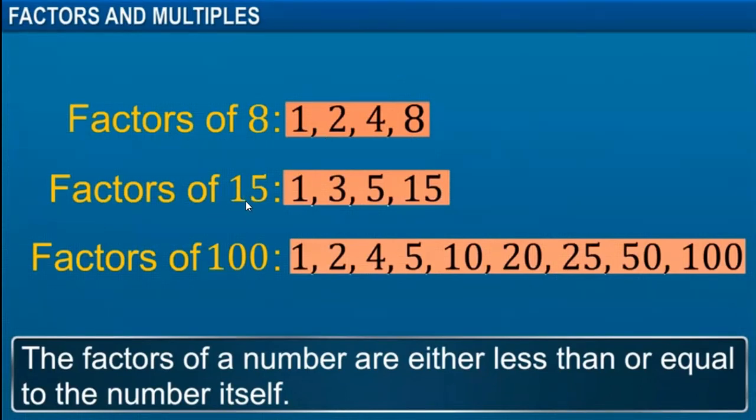Same way, factors of 15 are 1, 3, 5 and 15. So 15 and the numbers that are less than 15 can only become the factors of 15. Now same way, if we are taking 100 also, the factors are 1, 2, 4, 5, 10, 20, 25, 50, 100. So the number 100 and numbers less than 100 are the factors of 100.